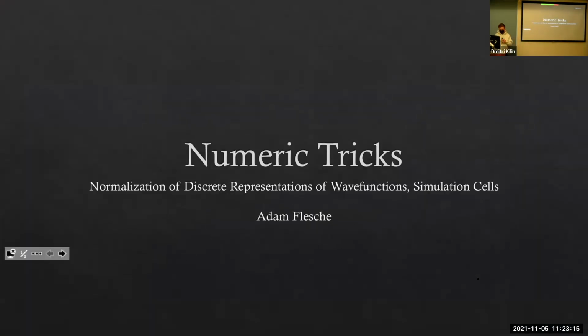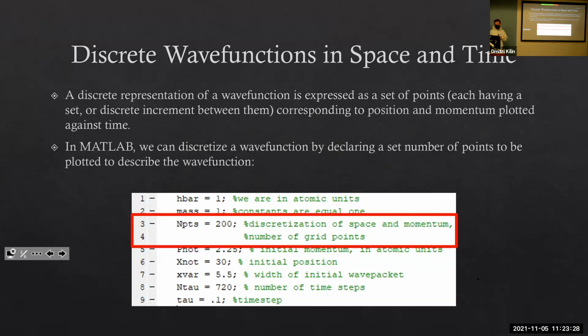All right, so I'm going to be talking about numeric tricks and the normalization of discrete representations of wave functions and simulation cells that you can make with these discrete representations. Discrete wave functions in space and time are basically just a wave function expressed as a set of points, each having a set or discrete increment. And these correspond to position and momentum, and these are plotted against a span of time.